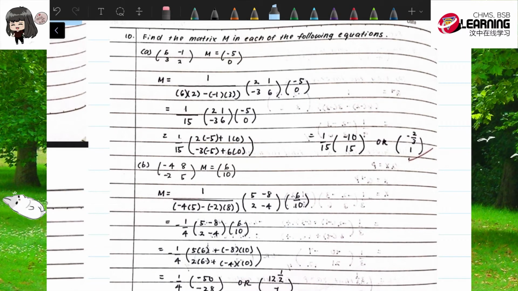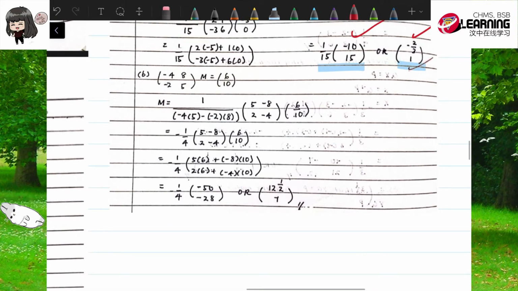Okay, number 10. This is the answer. Find the matrix M. If you want to write it like this, also can, because you are finding the matrix, not the value. So correct. As for B, the answer is this one, or this one also can.